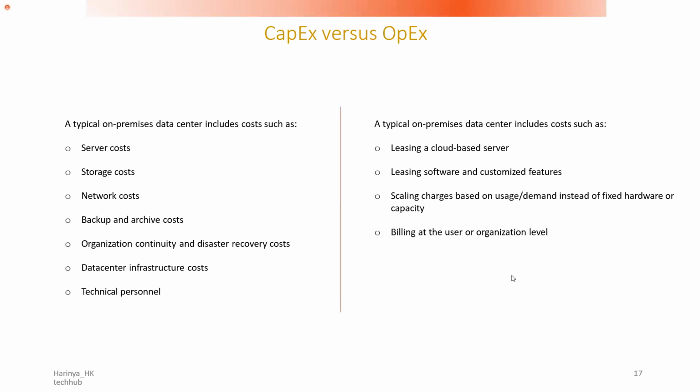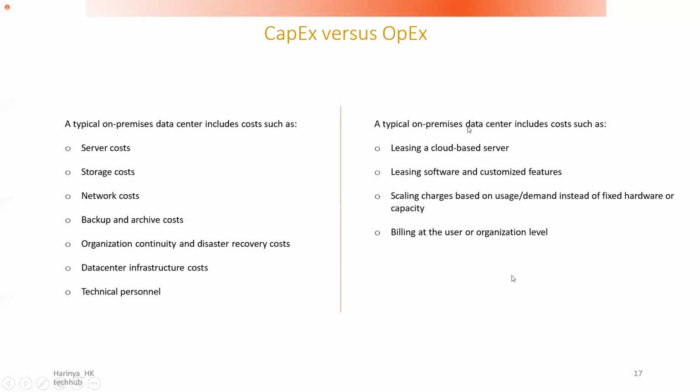Coming to capex versus opex, a typical on-premises data center includes server cost, storage cost, network cost, backup and archive cost, business continuity and disaster recovery cost, data center infrastructure cost, and technical personnel. All these things you have to pay upfront, meaning before you start, like server cost, storage cost, all the costs.